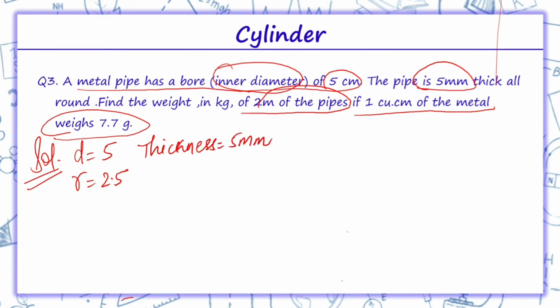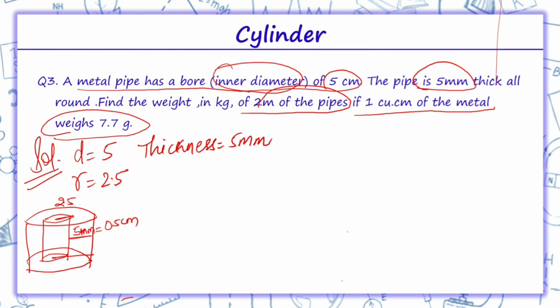Thus if we look at the diagram of a hollow cylinder, this was the diagram for the hollow cylinder. Now in this diagram we are provided with inner radius 2.5. This is the thickness, that means 5 millimeter. So 5 millimeter is 0.5 centimeter. Thus the external radius will be 2.5 plus 0.5, that is 3 centimeter. Now they have given the height of the pipe, that is 2 meter. Since here we have meter, therefore we will find what?